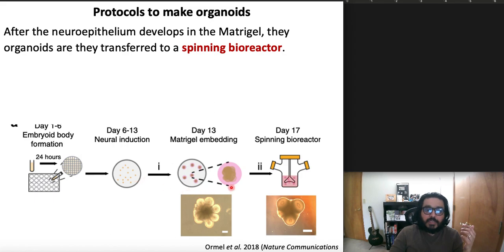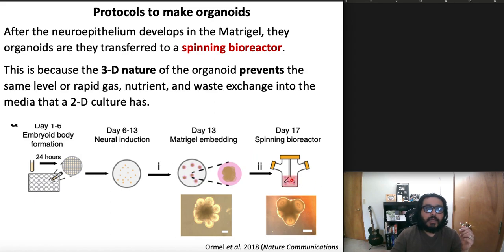Okay? But to keep these organoids growing and living, you have to then put them in a more advanced flask, which is called a spinning bioreactor. And what that is, instead of keeping those cells stationary, it's continually moving the media, circulating the media around. So that's why it's called spinning. And so you have a lot more gas exchange into the media. So the spinning nature allows a more rapid exchange of gas and more nutrients to enter into this flask here.